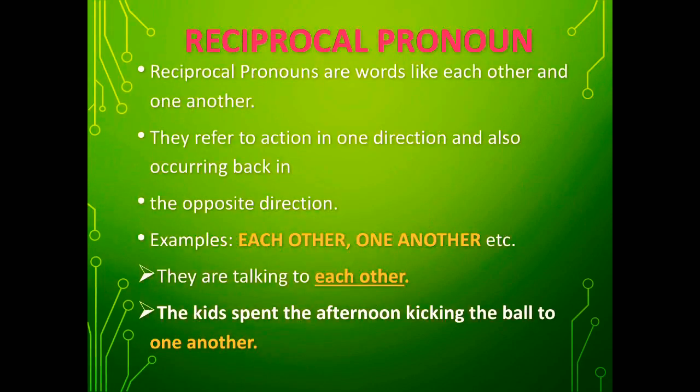Reciprocal pronoun. Reciprocal pronouns are words like each other and one another. They refer to action in one direction and also occurring back in the opposite direction. For example, each other, one another. They are talking to each other. The kids spent the afternoon kicking the ball to one another.